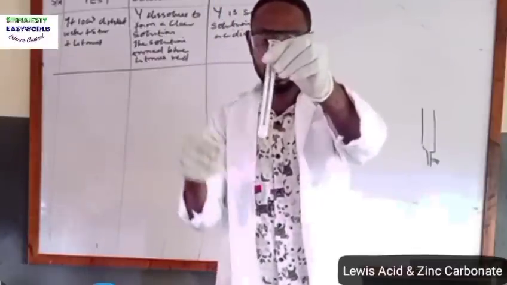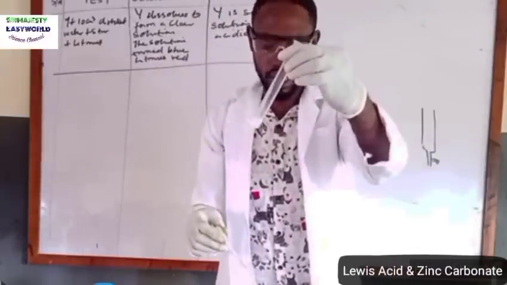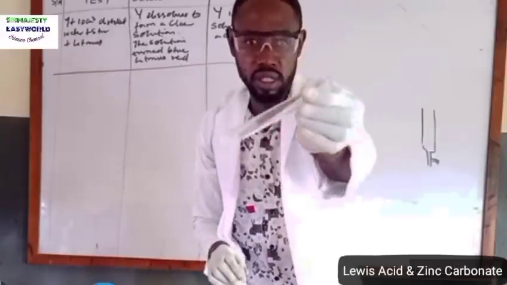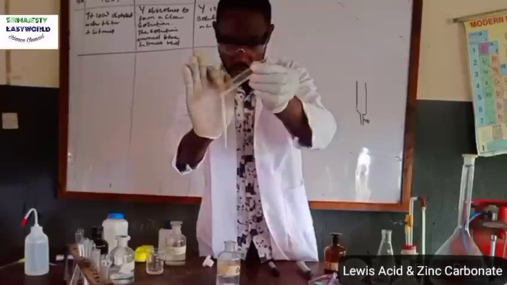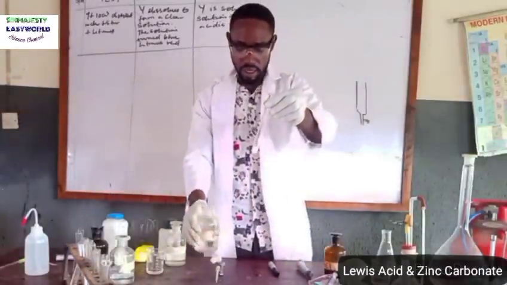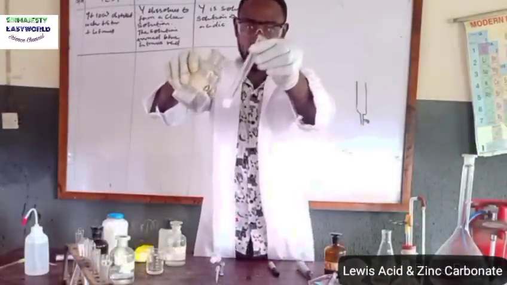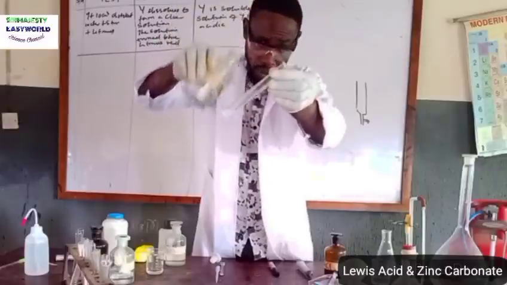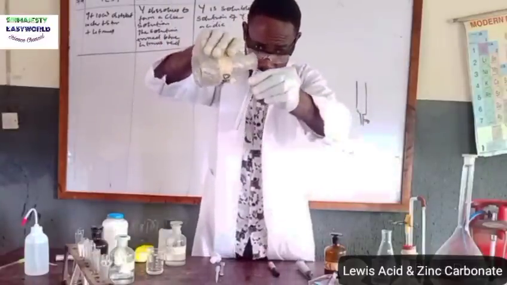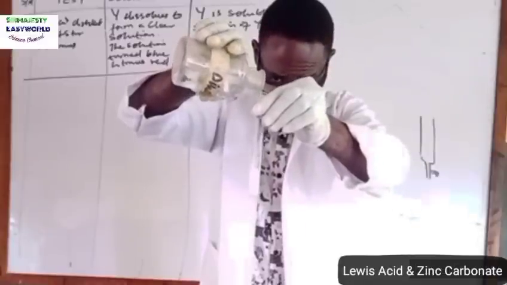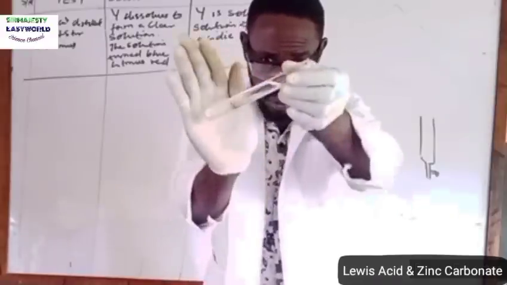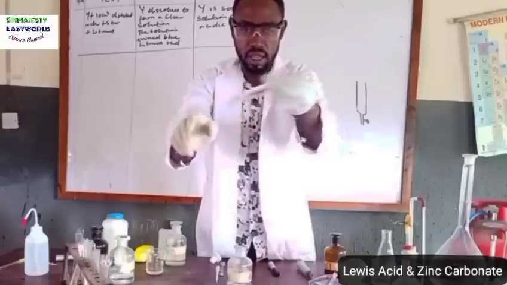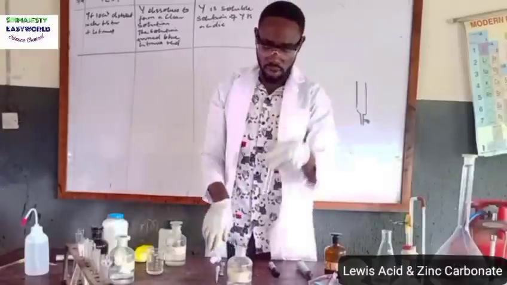In drops, there is a white gelatinous precipitate in drops. I guess my camera can show it well. So then, in excess, I don't need a dropper. I'll just pour direct. See? So the precipitate dissolves in excess of the sodium hydroxide.